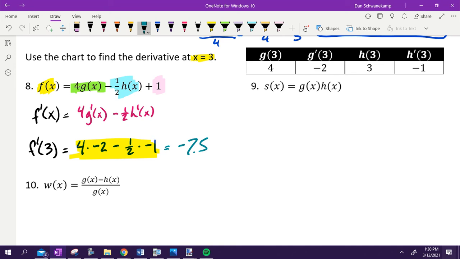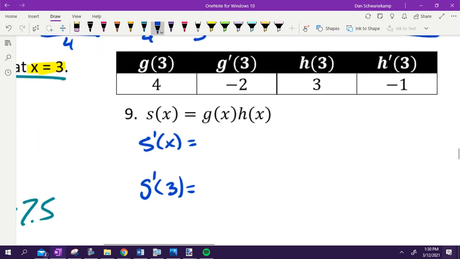Number 9, same thing. We're using the chart to find the derivative at x equals 3. So eventually I want to find, oh my gosh, that's the ugliest s of all time, s prime of x. Eventually I want to find s prime at 3. But in order to find s prime at 3, the first thing you got to do is find s prime of x. Go ahead and try to do that. Specifically, what rule do we need here to find s prime? We need product rule.